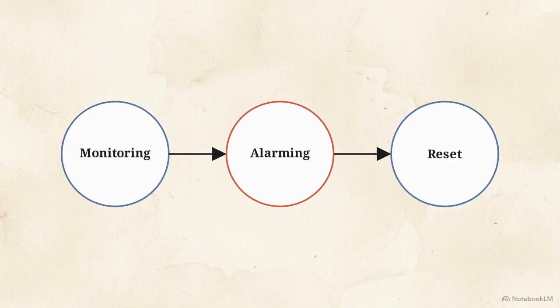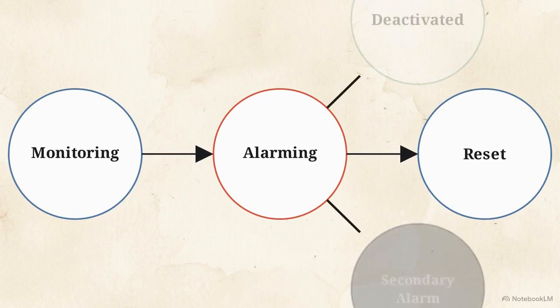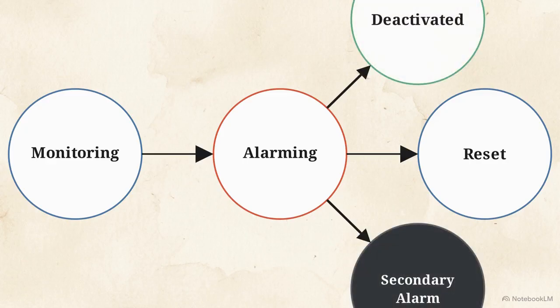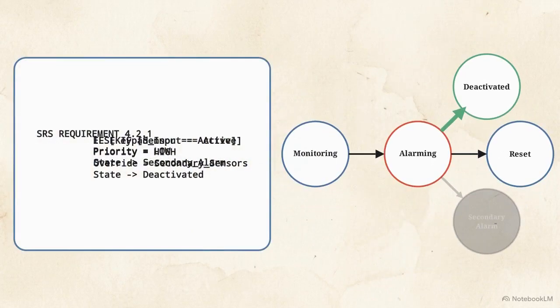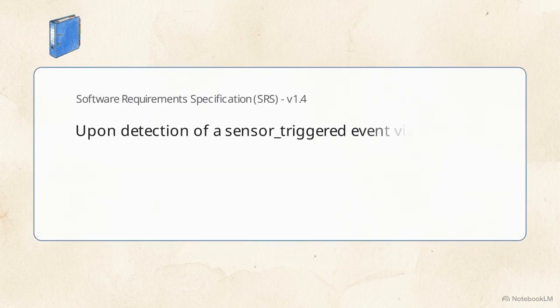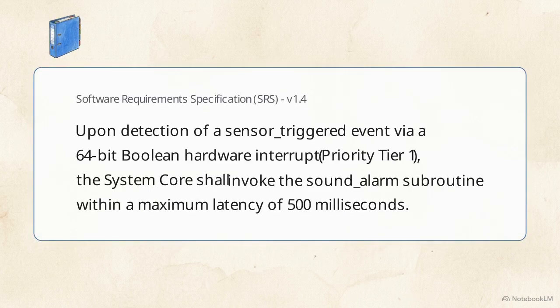Looking at this diagram, we map the exact transition paths. We can visually verify that the pathway from the alarming state to the deactivated state takes precedence over processing another alarm event. The text in the SRS dictates what should happen, but these behavioral models prove logically that it can happen safely. Here is what a complete synthesized SRS entry looks like for the Safe Home alarm trigger.